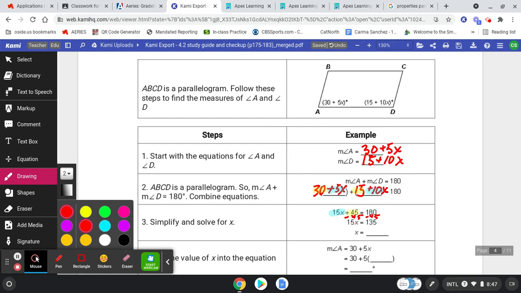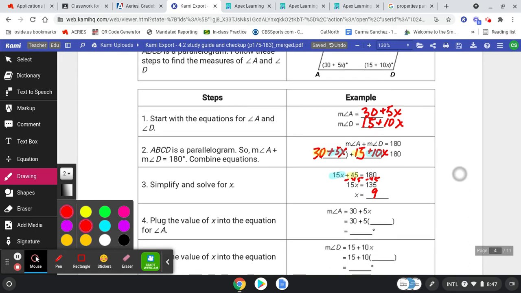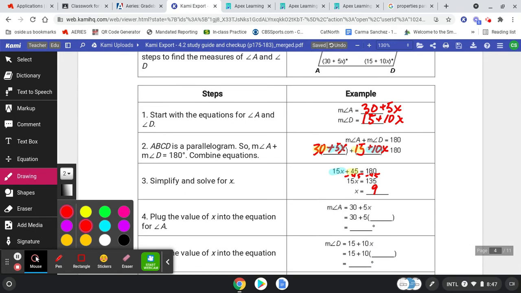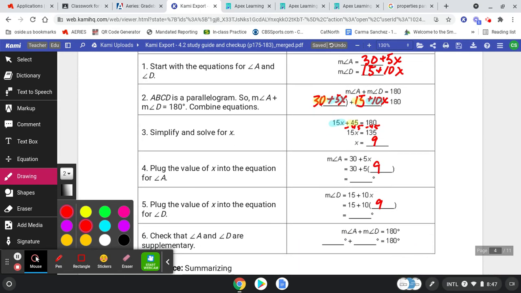You got it. Did you get a 9? Now that we got the 9, we can take that x equals 9 and plug it in to find the full measure of both of the different angles. Remember that these two answers are not going to come out equal. They are going to come out to two different numbers that add up to 180, because this is the property about being supplementary.